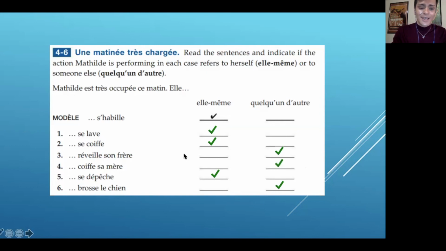So hopefully this makes the reflexive pronouns and reflexive verbs a little bit more simple to understand. If not, please comment in the discussion below, and I'd be happy to answer and respond to any questions that you may have, continuing this conversation.